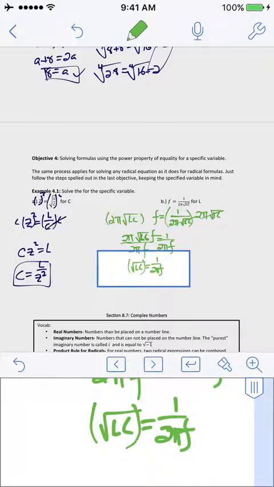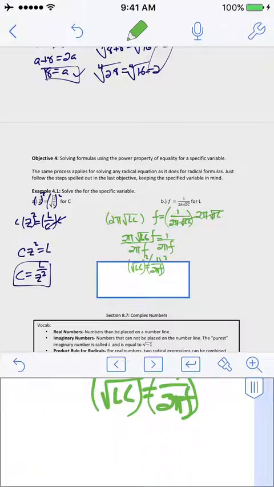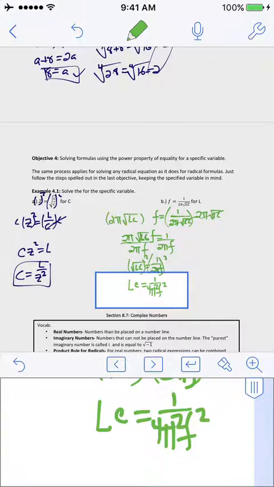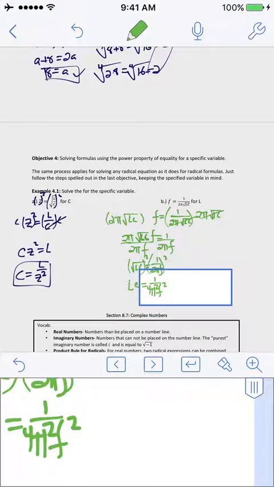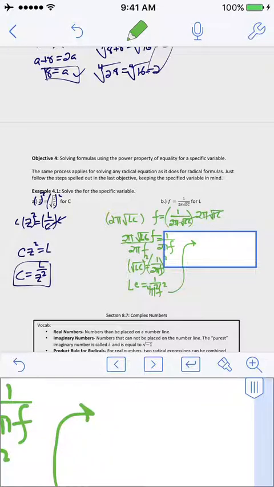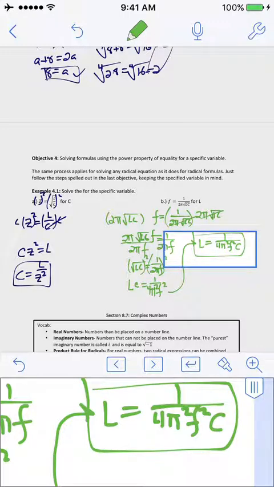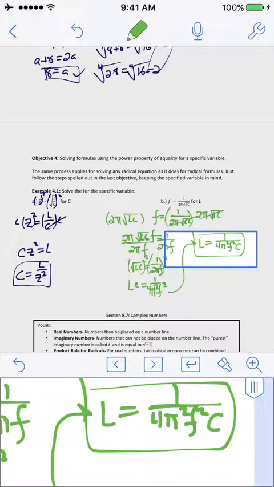Now I can square both sides. Once the radical is all by itself, I can square both sides. I get LC is equal to 1 over 4 pi squared F squared. And then I can divide by C. And I end up getting L is equal to 1 over 4 pi squared F squared, and then just a lonely C. He didn't get to get squared. And there is my solution solving for L.